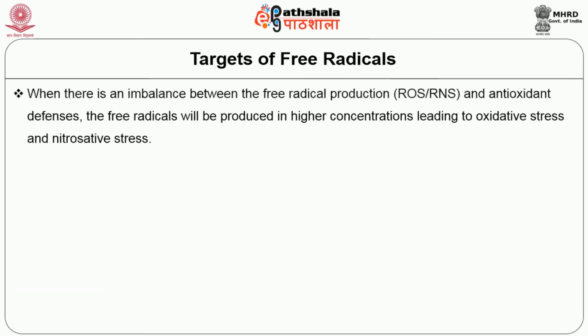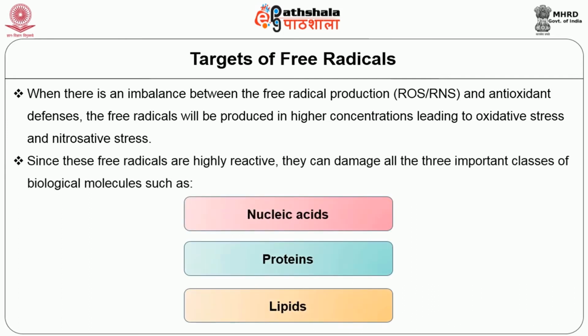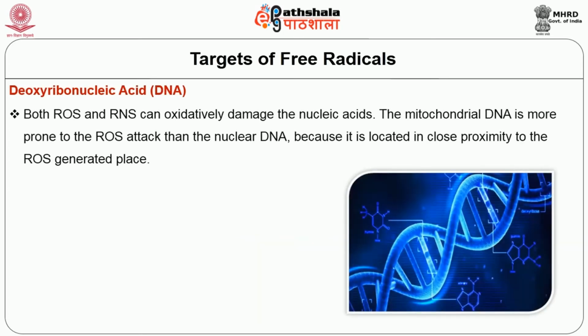Targets of free radicals. When there is an imbalance between free radical production and the antioxidant defense, free radicals will be produced in higher concentration, leading to oxidative stress and nitrosative stress. Since these free radicals are highly reactive, they can damage all three important classes of biomolecules: nucleic acids, proteins and lipids. First, we are going to see about DNA, deoxyribonucleic acid.